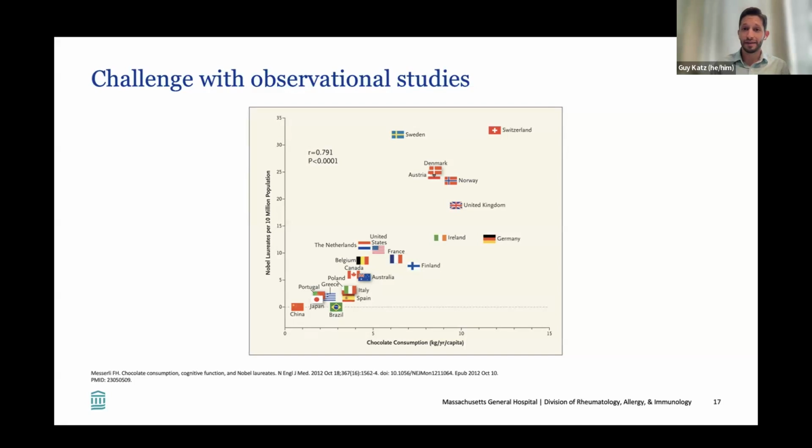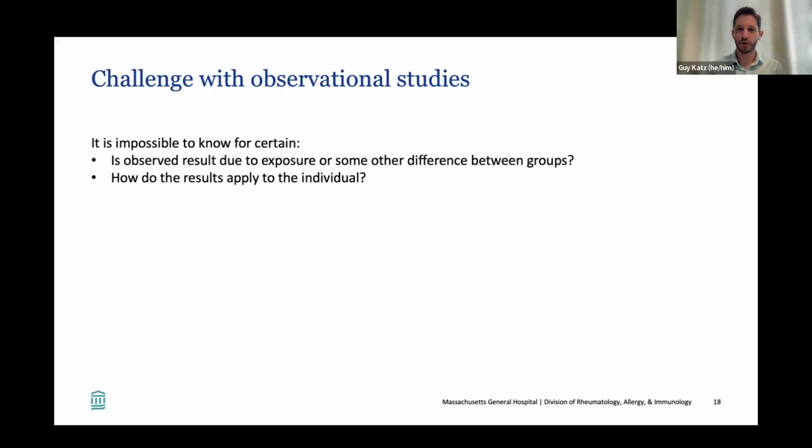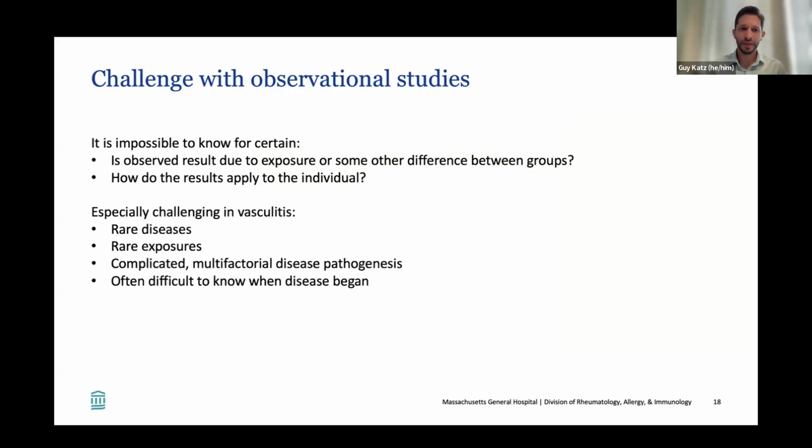So that's kind of the main challenge with observational studies: how do we know that what we're seeing is really causation as opposed to association? In observational studies, it's hard to know for certain whether the observed result that we found is because of the exposure or because of some other difference between the groups that were studied. And how do these results really apply to an individual, which is really what we care about when we're dealing with these things.